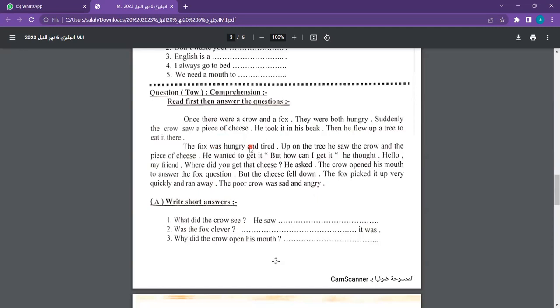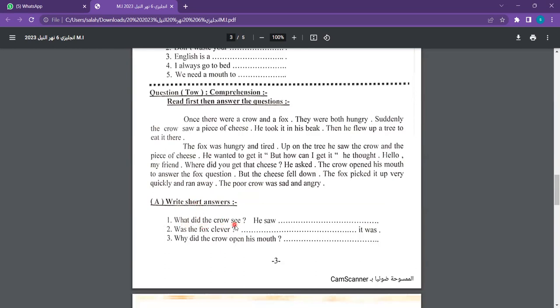How did the fox get the cheese? He asked him to open his mouth because the crow put the cheese in his mouth. If he answered the question, that means he will open his mouth and the cheese will fall down to the fox, okay? The piece of cheese fell down from it. Very good. Yalla, write a short answer.